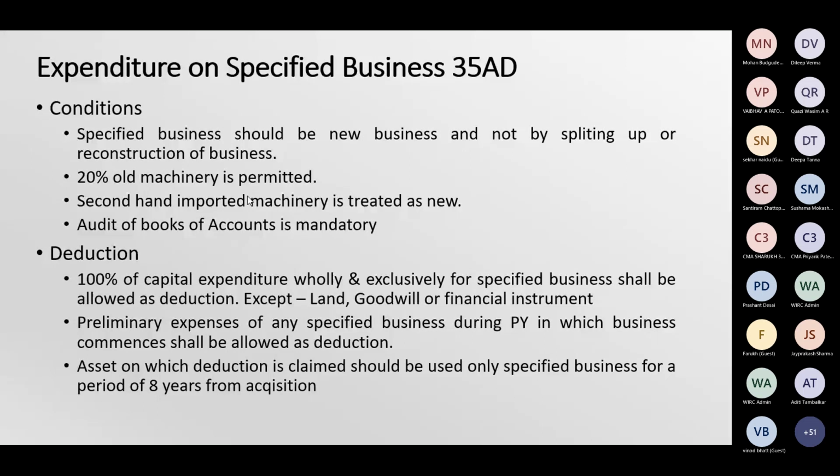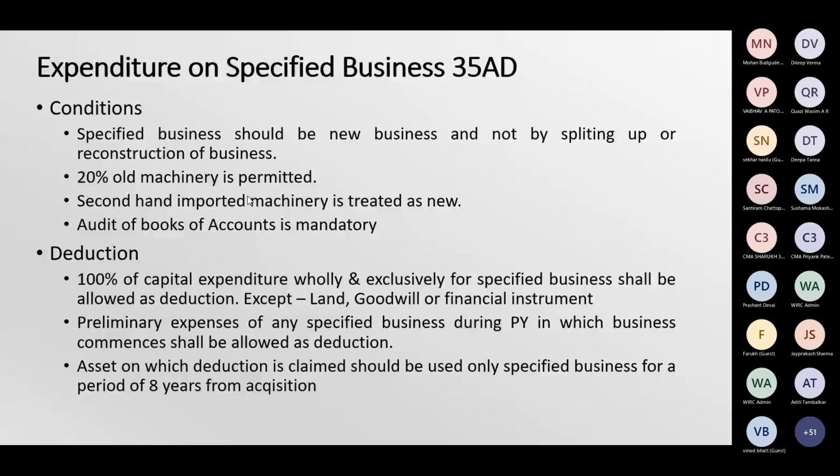Once these basic conditions are satisfied, what is the deduction which is available? 100% of capital expenditure, except land, goodwill and financial instruments, and of course which is exclusively for the specified business, is allowed as deduction. The only condition is that whatever assets you are claiming 100% deduction on should be used for the specified business for at least 8 years from acquisition, right? Otherwise, the exemption will be revoked.